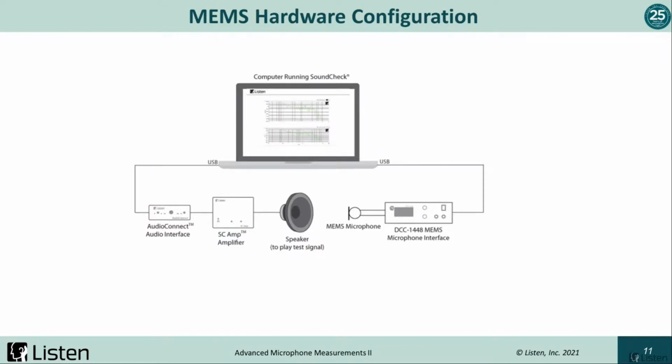And here's a typical MEMS hardware configuration like we would use in a test like this. We have the DCC, we have our computer running SoundCheck, and instead of having a separate audio interface and SC amp interface, we are going to be using the Amp Connect ISC, which combines both the microphone power supply and the amplifier all built into one chassis. And then we have our source speaker here. We're using a Brüel & Kjær artificial mouth.